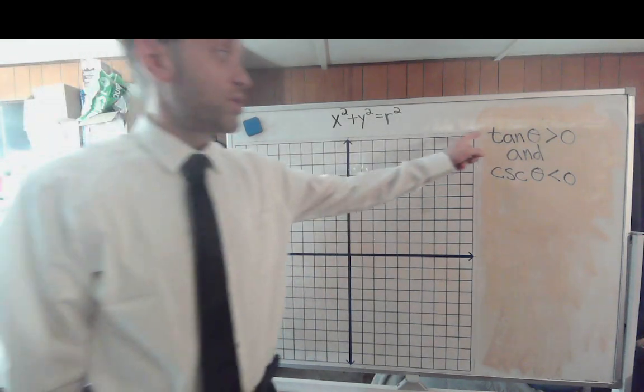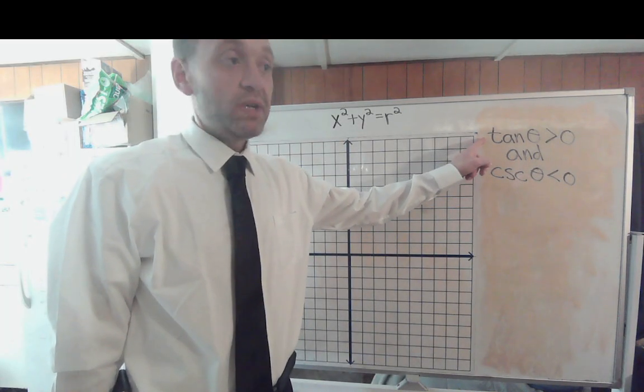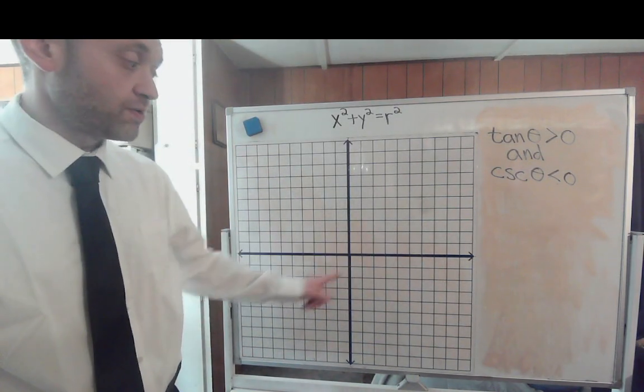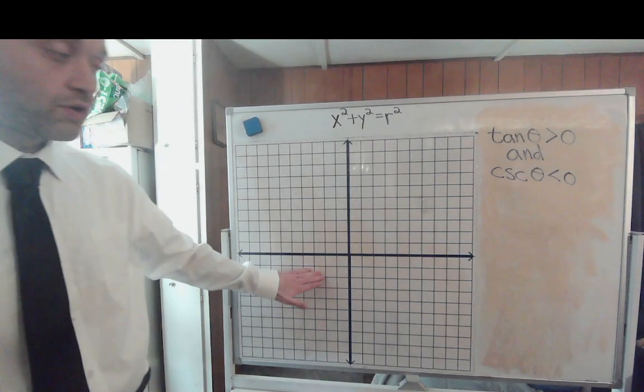Consider the first part of this, the tangent of theta is greater than 0. Which means your tangent is only positive in which quadrant? The first or the third quadrant. So now we've narrowed this down to either the first or the third quadrant.